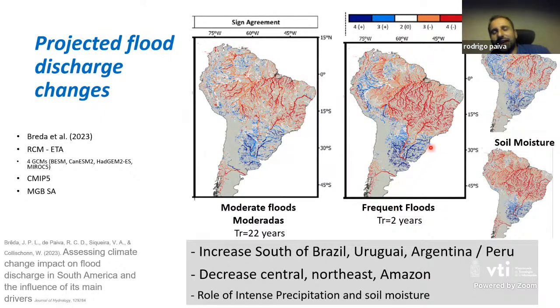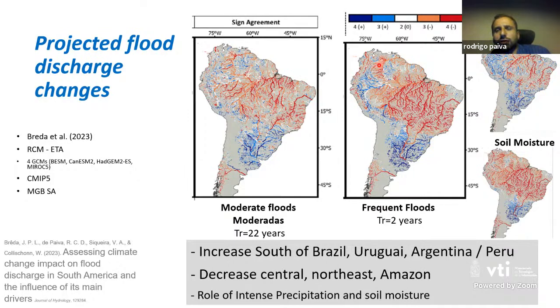And the main message here is that these projections show increasing floods here in south of Brazil, parts of Uruguay, Argentina, and Paraguay. Also in parts of the upper Amazon Solimões river basin here in Peru. This signal is stronger for the frequent floods, and it's weaker for the moderate floods. And also what we can see is that with climate change, the projections are a decrease in flood magnitudes in a good part of central Brazil.